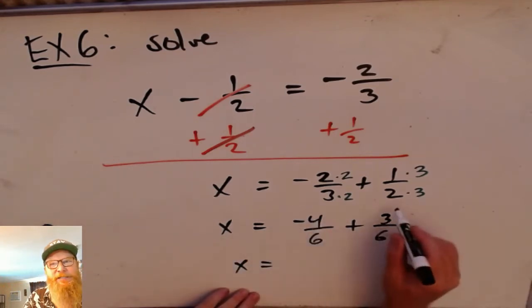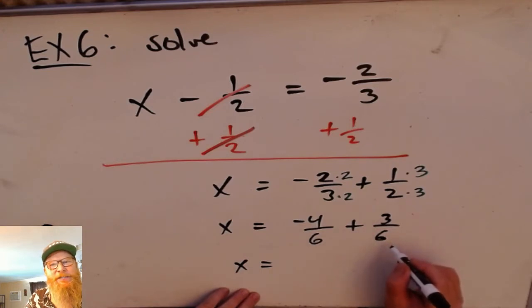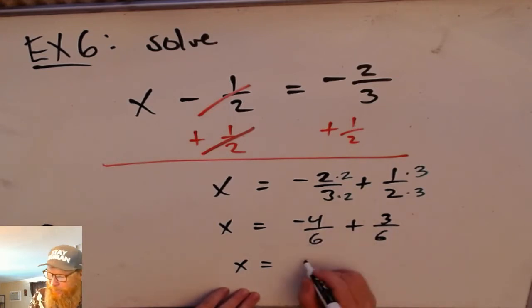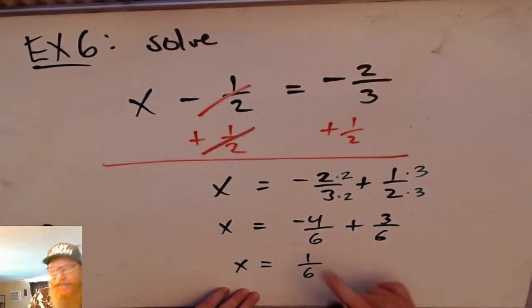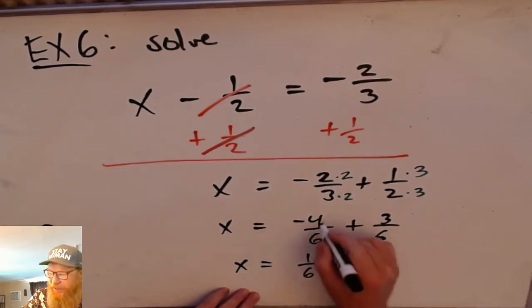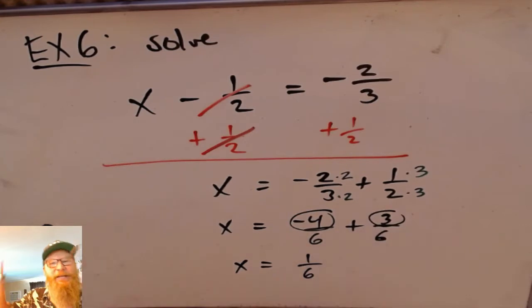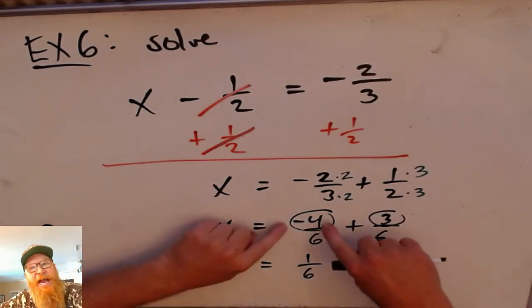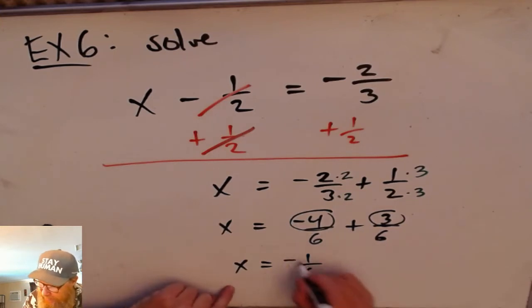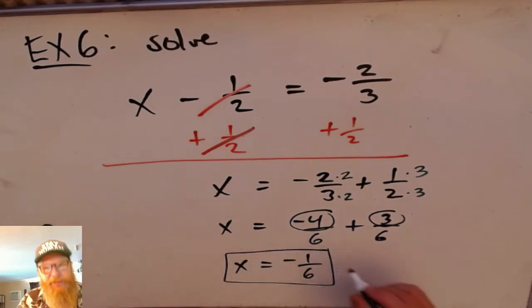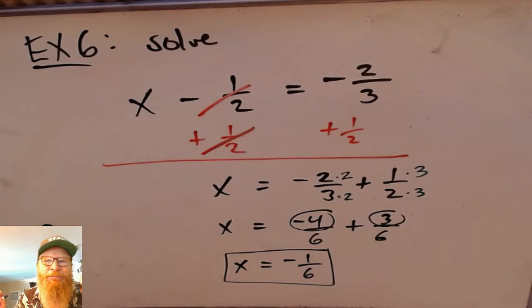Negative 4/6 and positive 3/6. Remember, you subtract, so that's 1/6, and then give it the sign of whichever numerator is larger. And again, I'm using the word larger very loosely. I mean farther away from 0. That's the loose way to say larger. Technically, negative 4 is actually smaller, and that's why I have to be really careful with the way you say it.